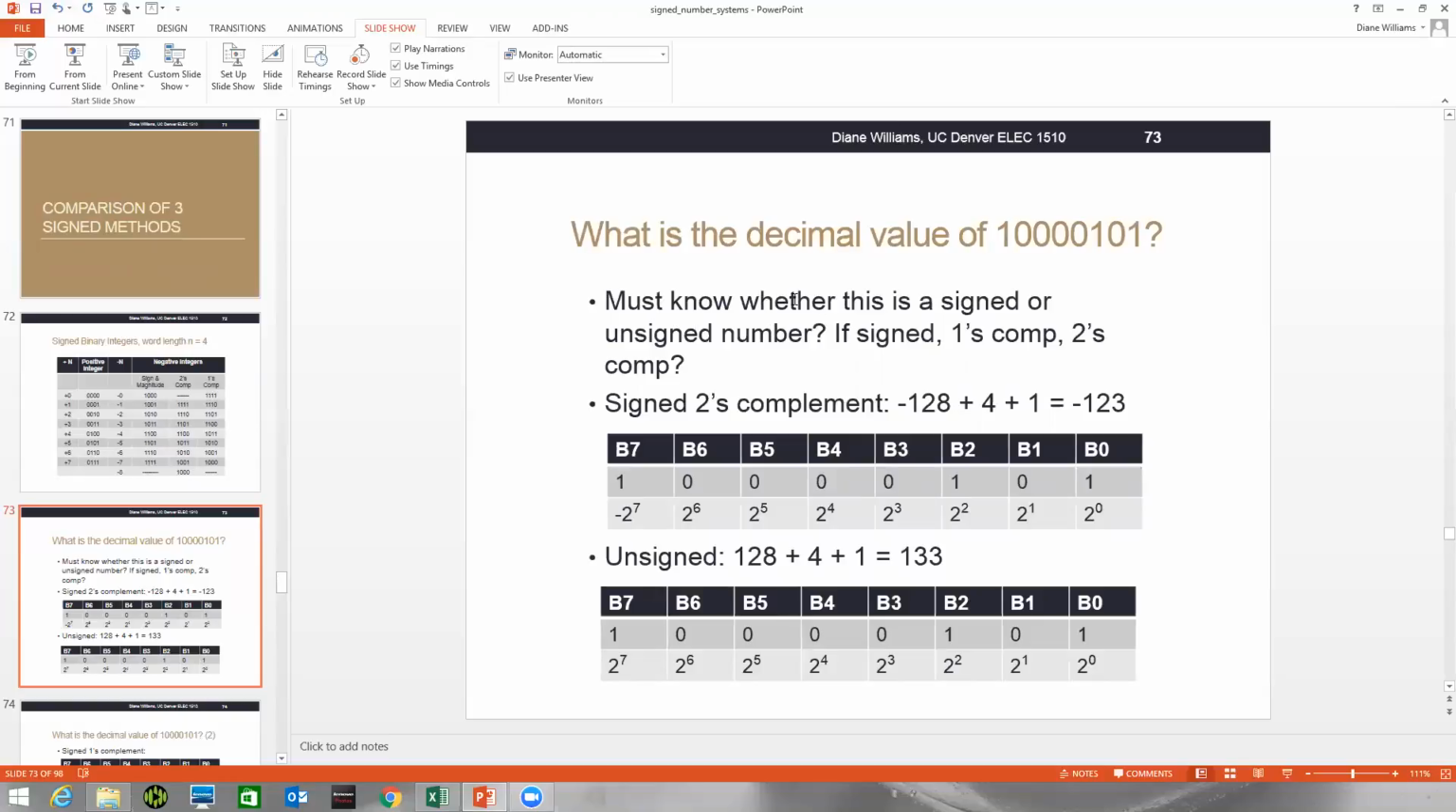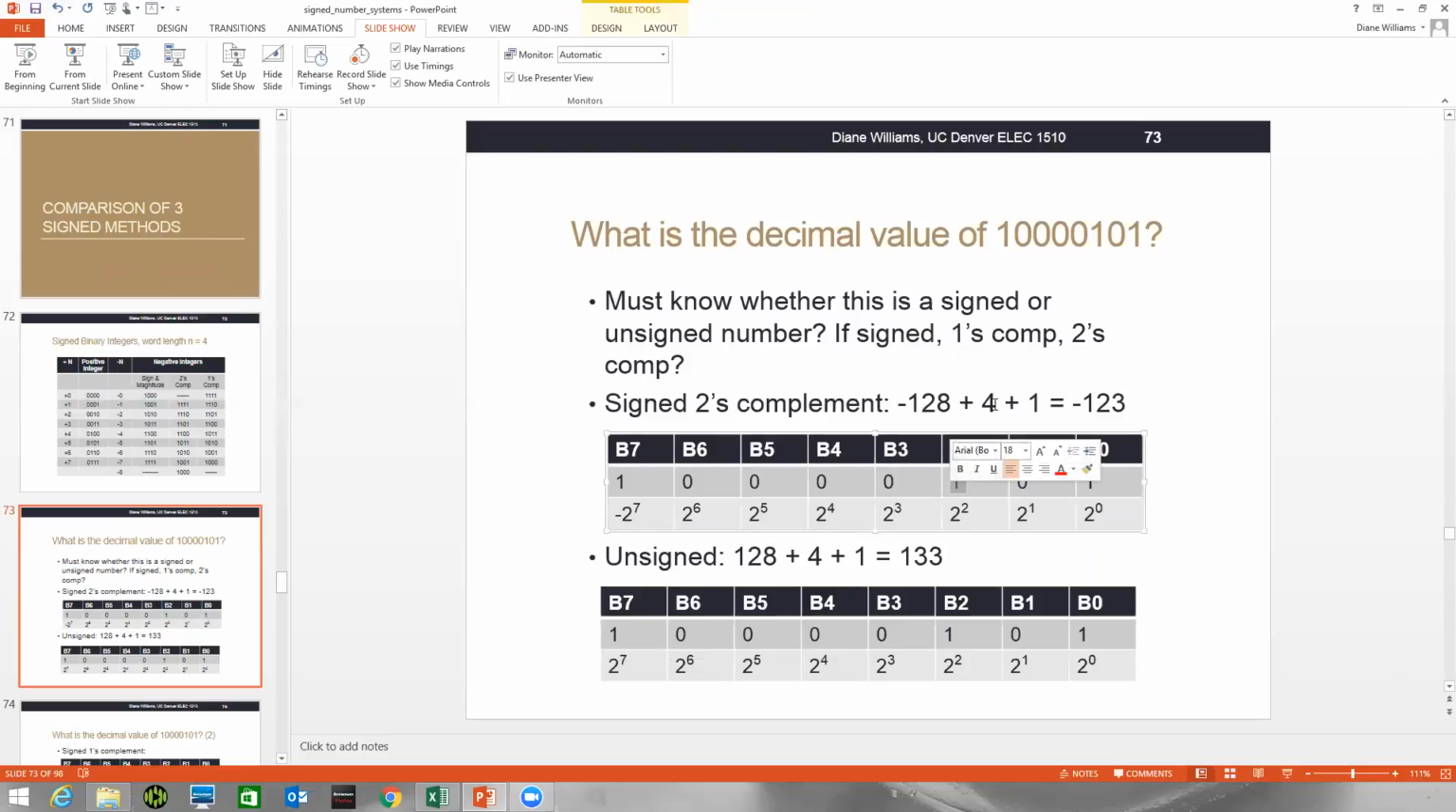So we must know whether this is a signed or an unsigned number. If signed, we just said it could be one of 3 schemes. So let's take a look at this number. If it's a signed 2's complement number, we could convert it back to decimal by using this idea of positional notation, where we treat the leftmost bit as a negative power of 2. So negative 2 to the 7th is 128. So 1 times negative 2 to the 7th gives us negative 128. Well, all these zeros give us 0.